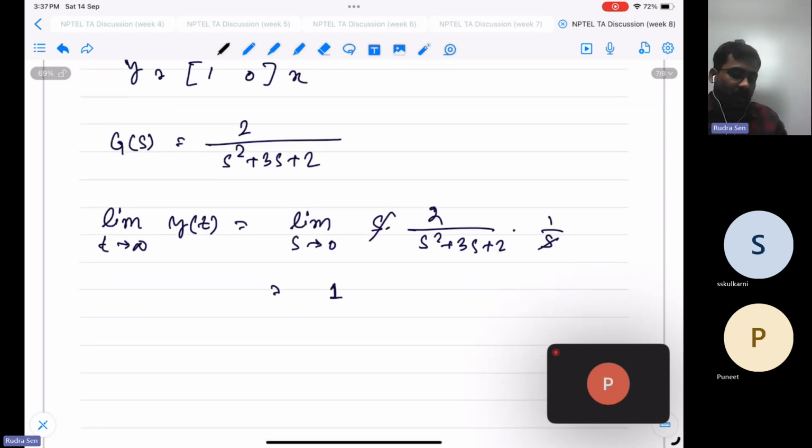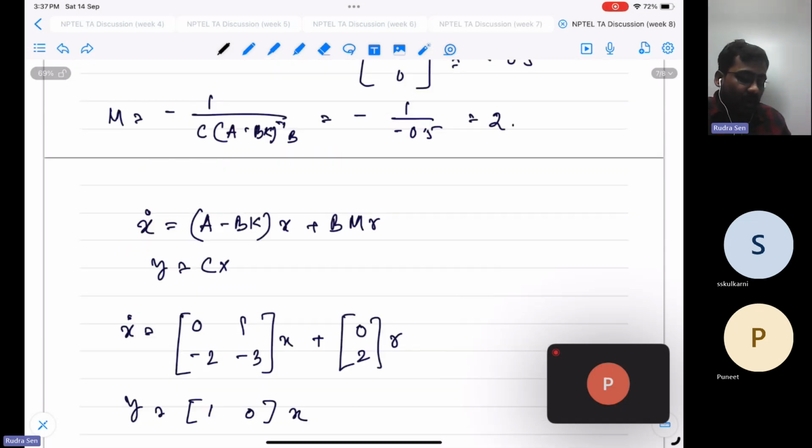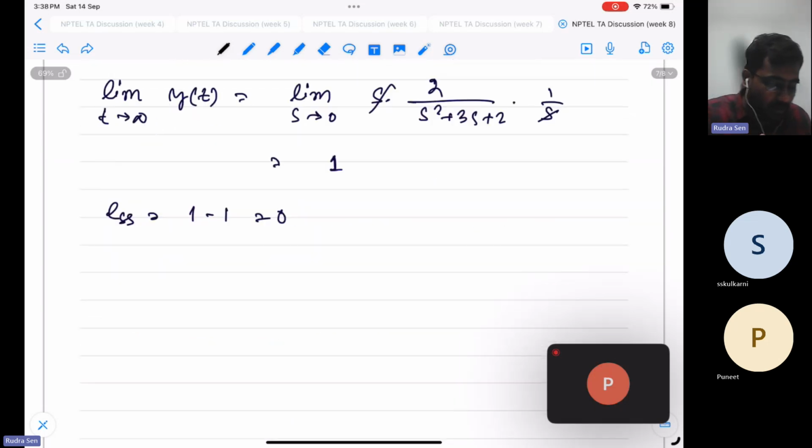That means my steady state error is 1 minus 1. This is 0. So that means we have to design this M. We basically design this M to handle the steady state error part, and we have designed this K to handle the transient part. So this is one approach.